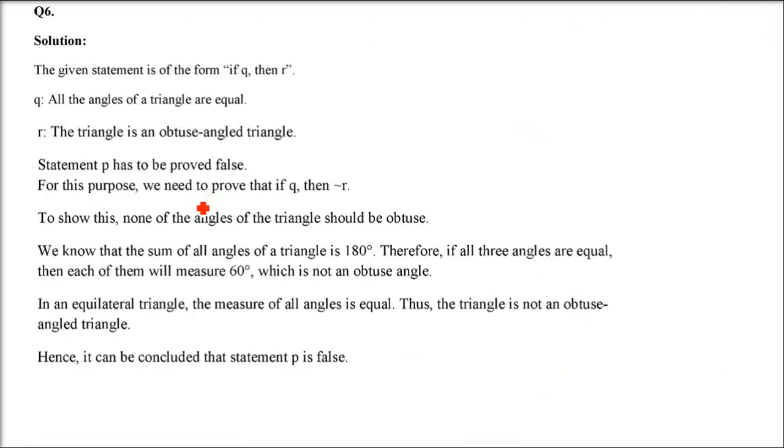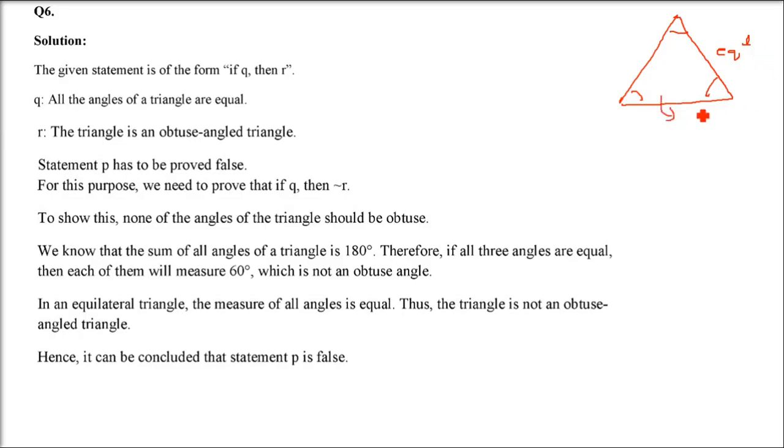Now coming to question number 6. By giving a counter example, show that the following statement is not true. You have to give a counter example. If all the angles of a triangle are equal, then the triangle is an obtuse angle triangle. So just assume something and contradict yourself. This is what we have to show by counter example.